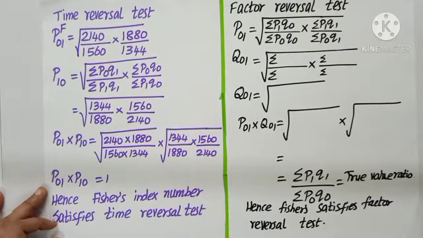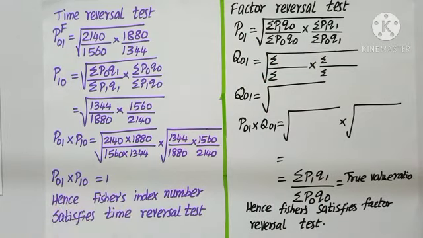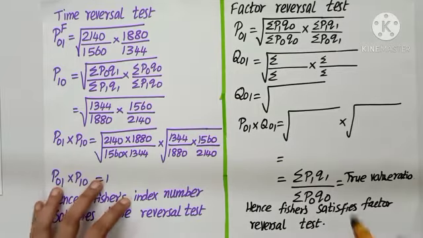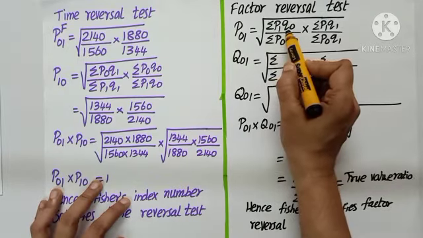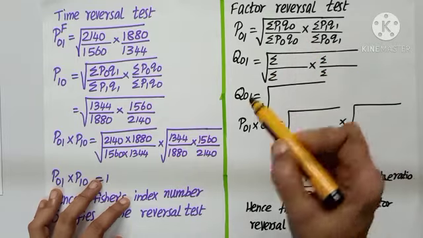The next test, factor reversal test. As I know P01, how to write Q01? Q01 will be interchanging. See, not one, no change. Which only changes? Instead of P, I have written Q. So, wherever P comes in the formula, you put Q. Wherever Q comes in the formula, let us put P.